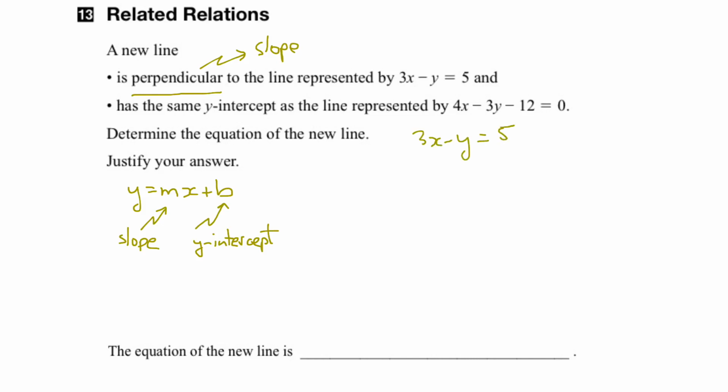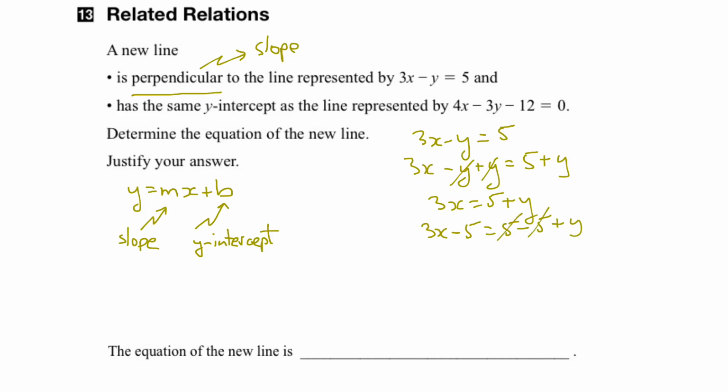And if I want to isolate the y so that I can put it in the form y equals mx plus b to find the slope, what I need to do here is rearrange the equation. So instead of a minus y here, I'm going to add a y to get rid of it because we need a positive y. So I have to do the same on the other side. And here we can see these cancel, and that leaves me with 3x equals 5 plus y. And if I want to isolate the y, then I have to subtract 5 from both sides. So I get 3x minus 5 equals 5 minus 5 plus y, and the 5's cancel, leaving us with 3x minus 5 equals y.